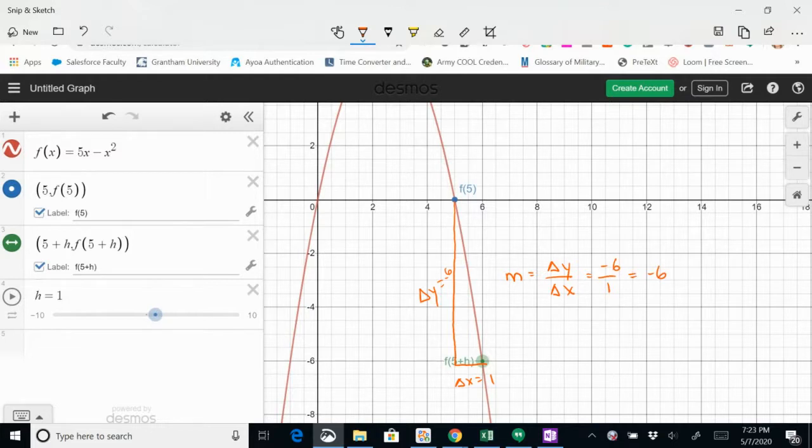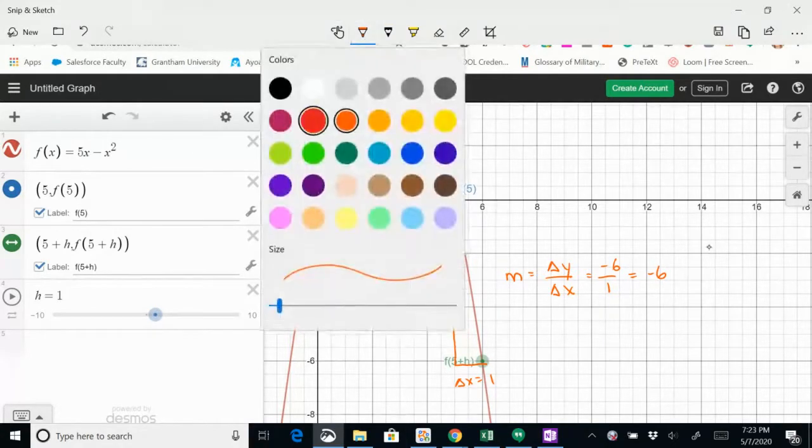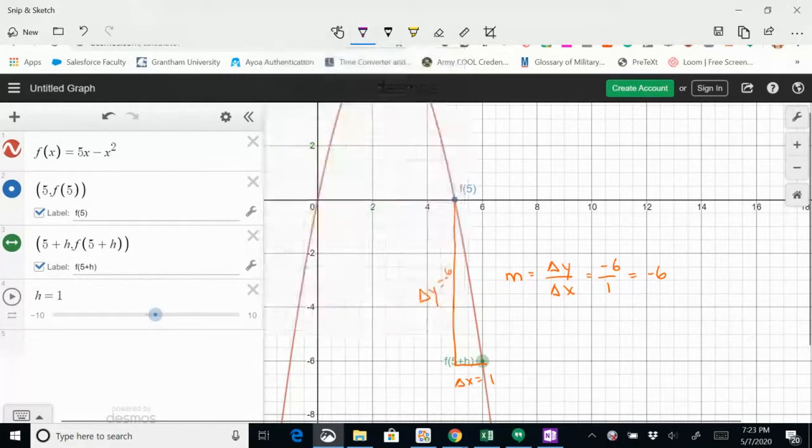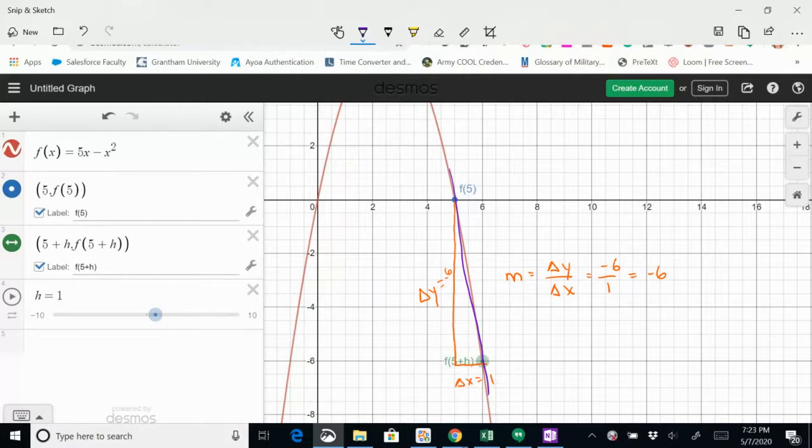So you can see visually that that formula basically gave us the slope if we drew a line. Again, I'm going to have to eyeball these, but if you drew a line between those 2 points, that basically is finding the slope between those 2 points. So that's what the difference quotient does.